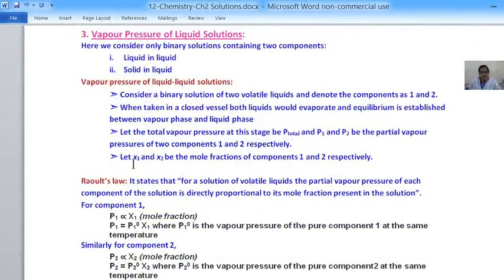Raoult's law. The relationship between the partial pressure and mole fraction was given by Raoult, a French chemist, and that law is known as Raoult's law. It states that for a solution of volatile liquids, the partial vapor pressure of each component of the solution is directly proportional to its mole fraction present in the solution. A binary solution contains two components, component 1 and component 2. For component 1, the partial pressure P1 is directly proportional to Chi1, the mole fraction of component 1. Replacing the proportionality sign with a constant, P1 is equal to P1 zero into Chi1, where P1 zero is the vapor pressure of the pure component 1 at the same temperature.